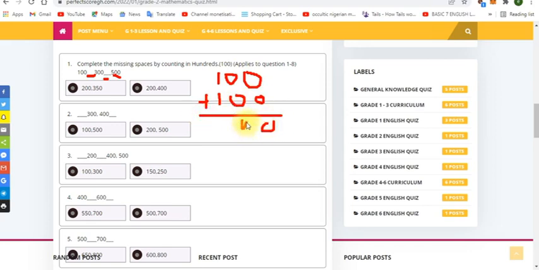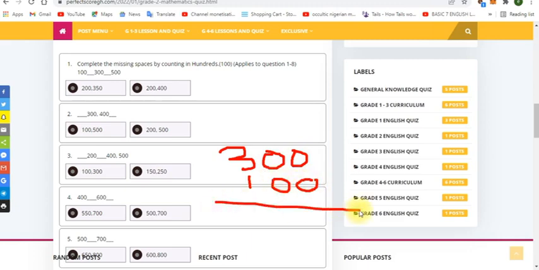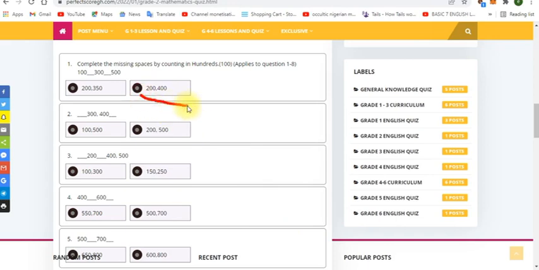So the first number here is what? 200. Okay, so here is 300. Add 100 to the 300. That's 400. So the answer for this one will be 200 and 400. So you just click on that. Click on that to choose the answer. Okay, I'm not doing it for you, I'm just showing you how it is done.